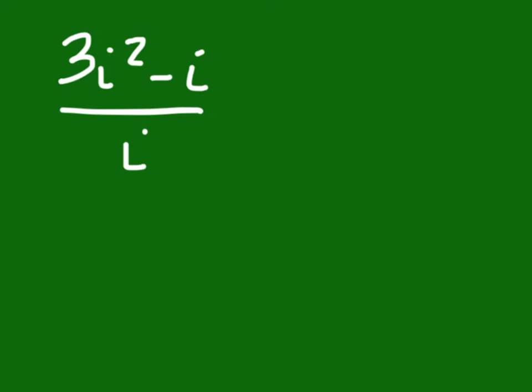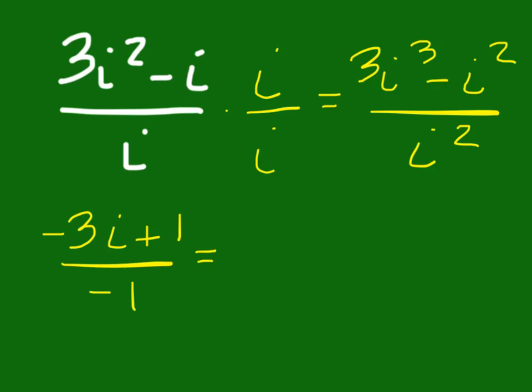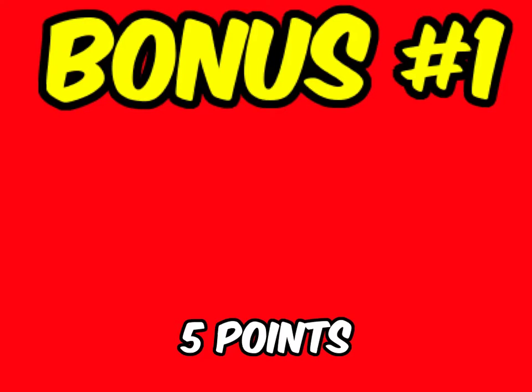On the practice problem, multiply the top and the bottom by I to get 3I to the third minus I squared over I squared. That simplifies to negative 3I plus 1 over negative 1. Change the signs on the top and then rewrite it to be in the right form. Negative 1 plus 3I is the answer. Try this bonus if you're finished with the practice.